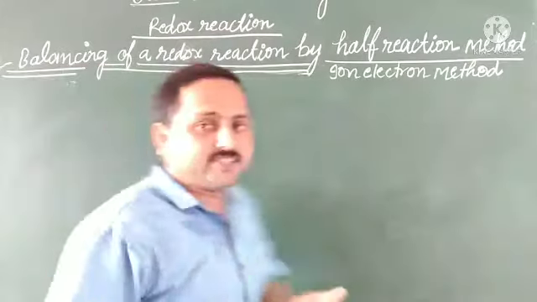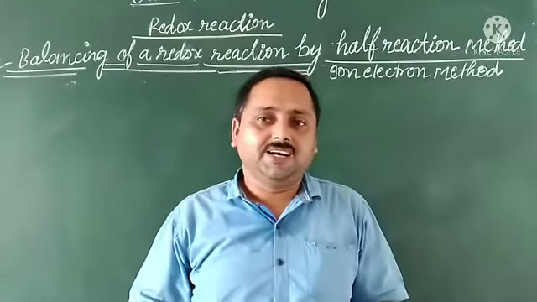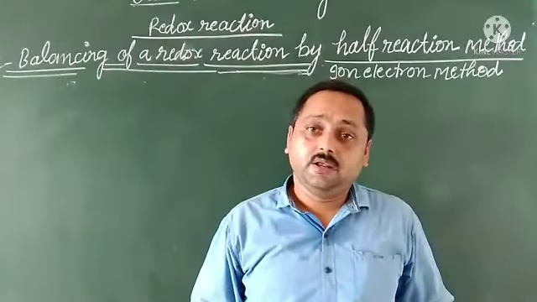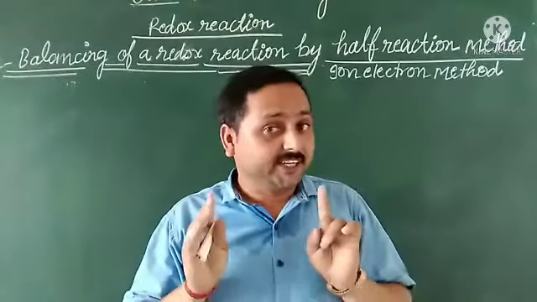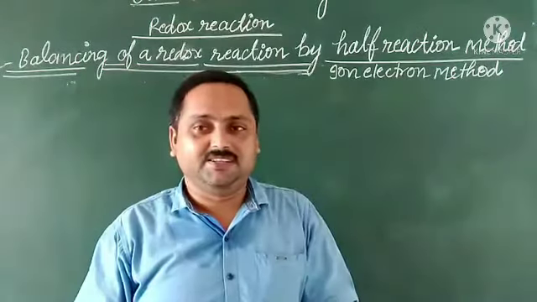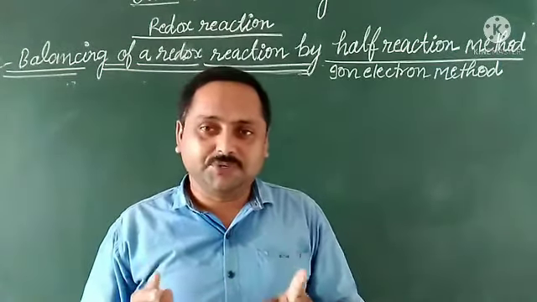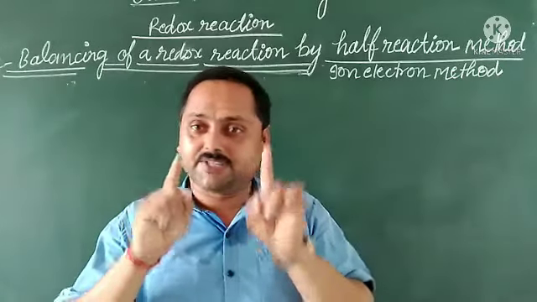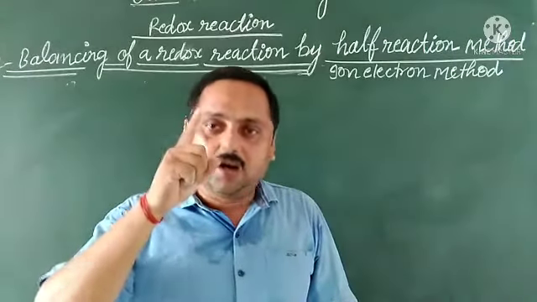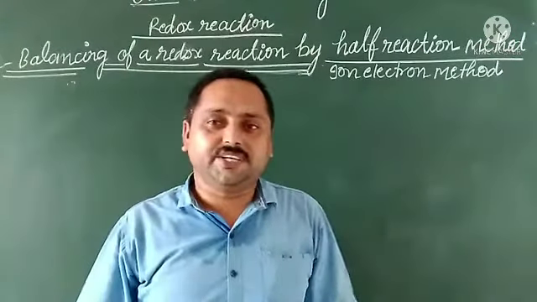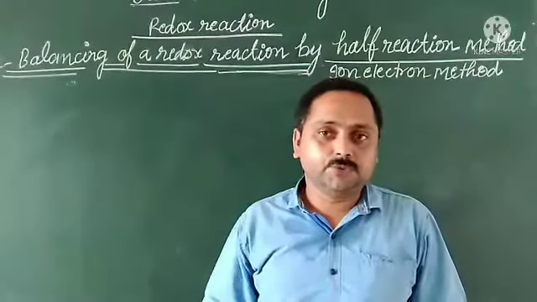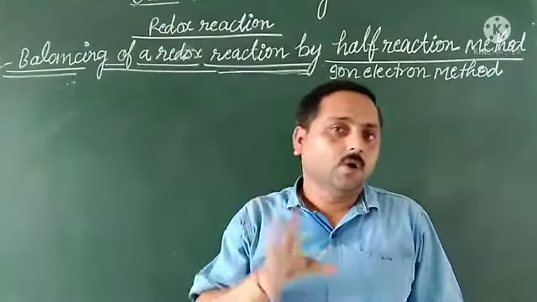So we discussed how to balance a redox reaction by the oxidation number method. The second method, I told you, what is that? Do you remember? Yes. You watched the video, so you remember it. What was that? Half reaction method. The second method used to balance is the half reaction method.